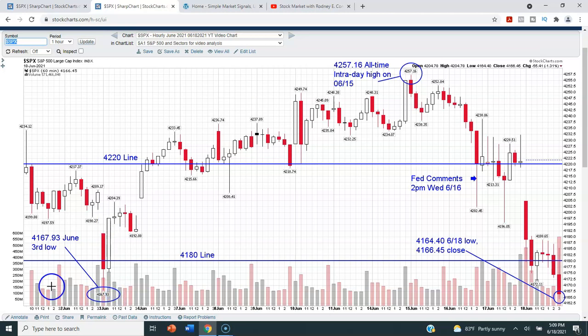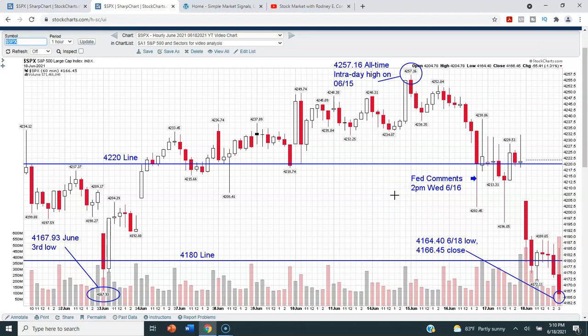Up till today, the lows for the month of June were set on June 3rd back here at 4167.93. Then we climbed our way out of that and hit an all-time intraday high on Tuesday morning. Just 4 days ago, we hit an intraday high on the S&P 500 at 4257.16 right here. We had a little weakness on Tuesday, but what really set the market off this week was the Fed comments on Wednesday at 2 p.m. on the 16th.